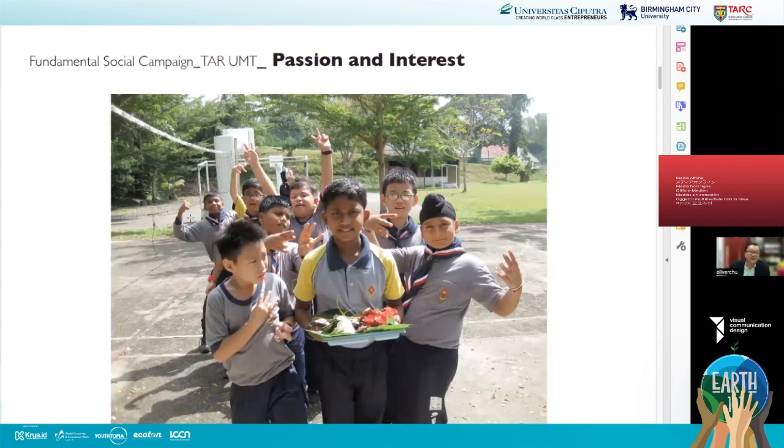So yes, this is my passion and interest, especially in scouting, okay? So this is actually my mother's school, okay? It's St. Paul Institution in Seremban, basically, yeah? Just 60 kilometers away from Kuala Lumpur, down south, okay? So this is one of the activities from the school, okay? So my passion here, of course, with an objective, okay?